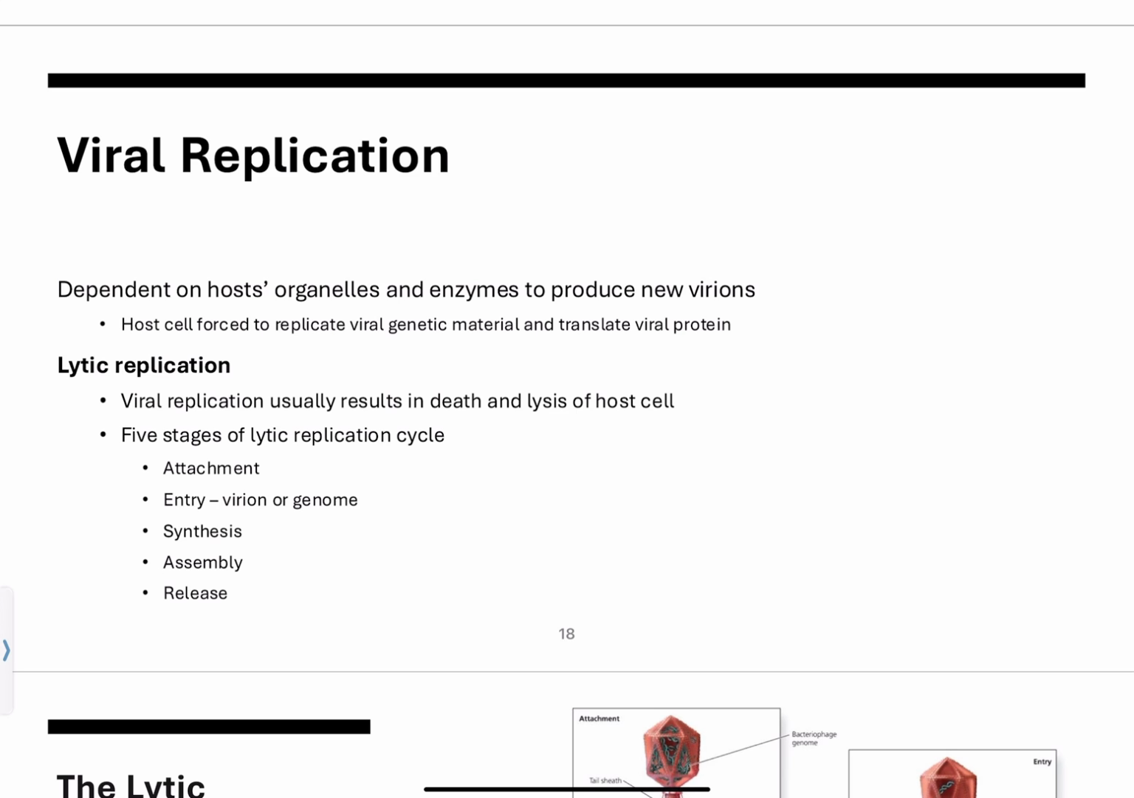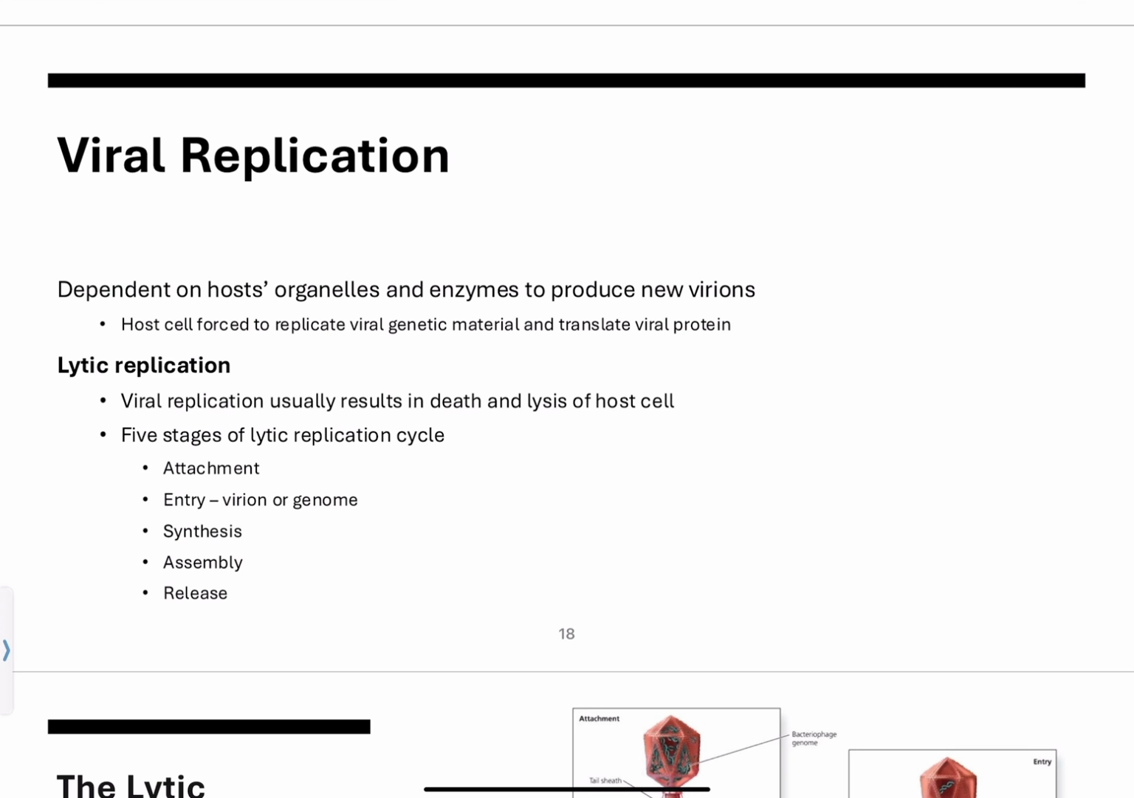But in either case, anytime we're talking about viral replication, we're just talking about how the virus turns the host cell into a virus-producing factory. There are different methods that viruses can use depending on what type of nucleic acid they house, but most of them are going to follow a similar kind of game plan. That starts with attachment, then entry, then synthesis, assembly, and then release.